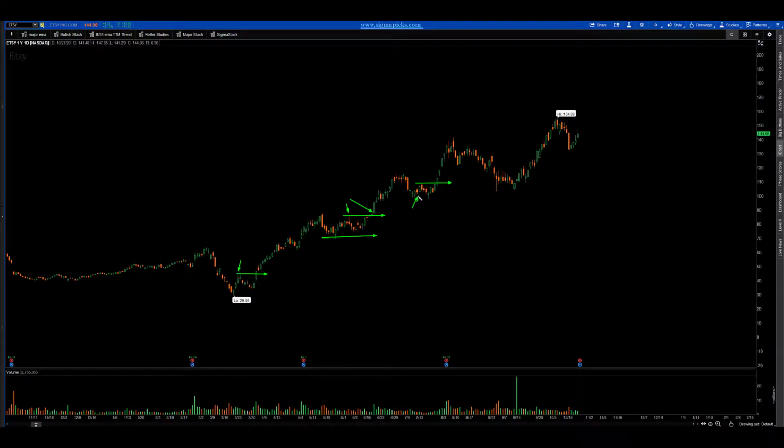I tend to not buy these anymore. When I was a younger trader, I used to buy these. I'd be all over them. But now I look for areas where I know that I have a low risk entry and I'm going to get in. So there is no right or wrong way to trade it.